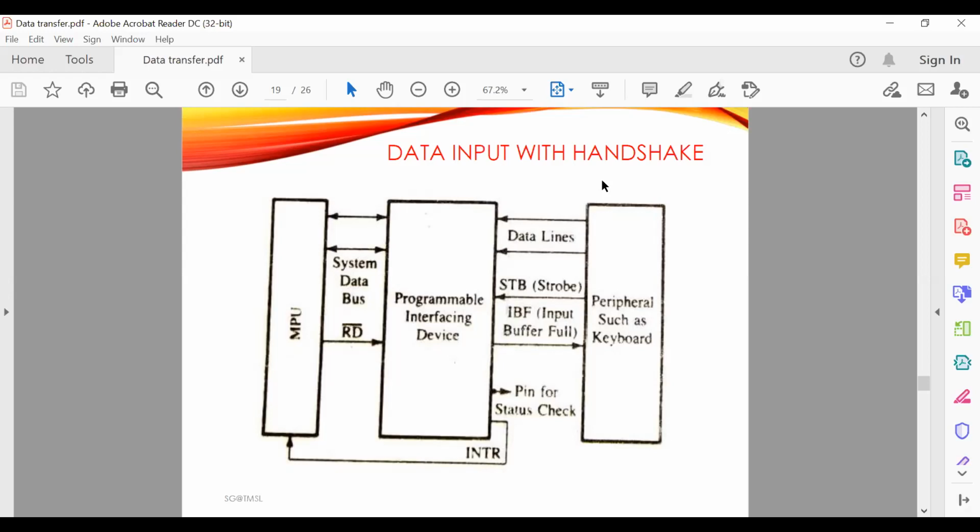This exchange of handshake signals prevents the microprocessor from writing over the previous data before a peripheral has had a chance to accept it, or from reading the same data before a peripheral has time to send the next data byte. And these signals are generally provided by programmable devices. So here is the diagram.